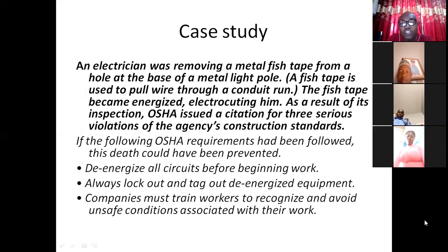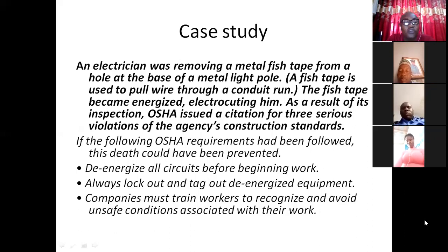An electrician was removing a metal fish tape from a hole at the base of a metal light pole. You know, a fish tape is the thing they normally use to remove wire from a conduit. Conduits are pipes that wire runs inside. So there's a fish tape that they normally use to draw the wire out. The fish tape became energized, electrocuting him.